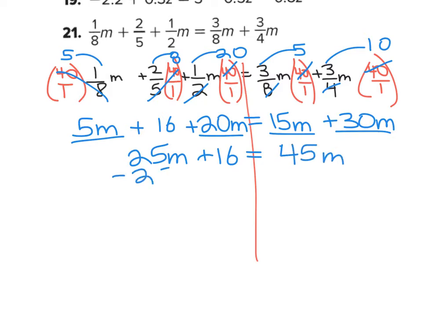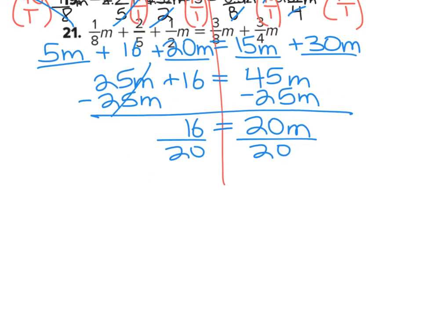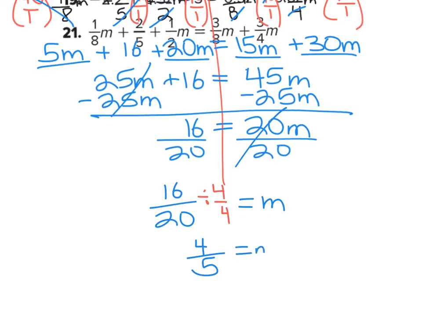Now I'm going to subtract each side by 25m so that my m's are together on the same side of the equal sign. And I'm left with 16 equals 20m. My last step is to divide each side by 20. Anything divided by itself is 1, and I have 16/20 equals m. Now, because they gave me this problem as fractions, I want to leave my final answer as a fraction, but in simplest form. So I can divide 16 and 20 by 4/4, and my answer would be 4/5 equals m.